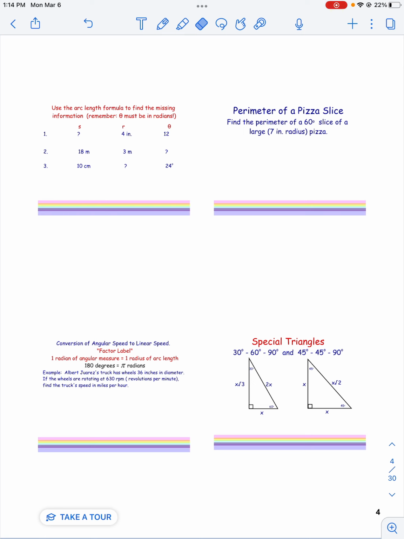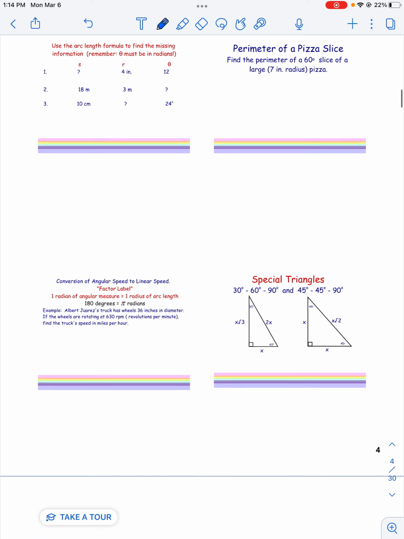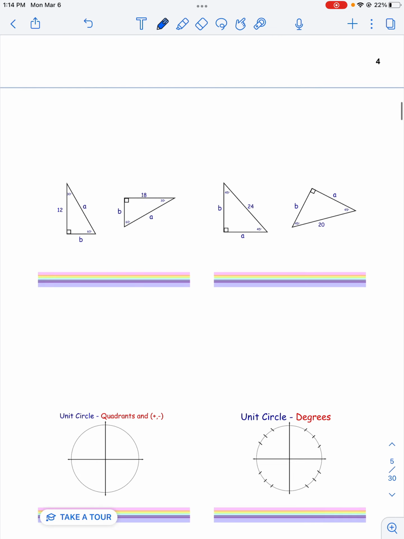And back up for a second, the same is true for the 45, 45, 90. It's even simpler because the sides corresponding to the opposite angles are the same. So you're going to have two legs that are the same and a hypotenuse that is in the ratio of x square root of 2. All right, so now let's put some numbers to this. Going on to page 5 now.